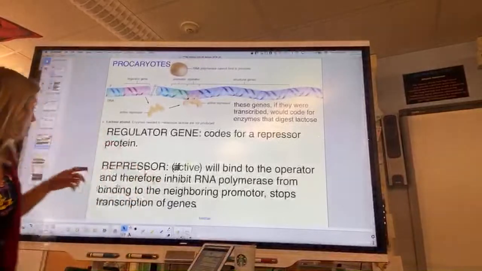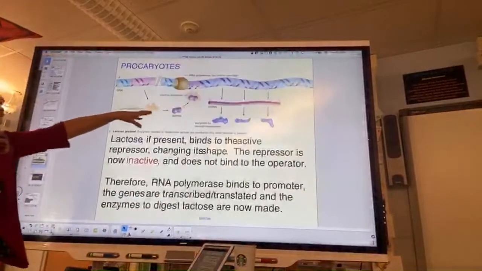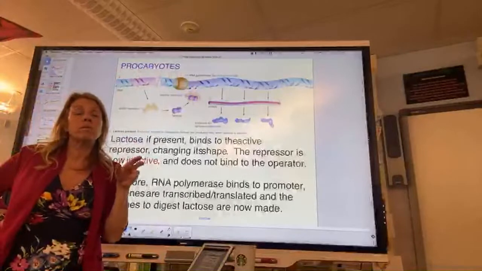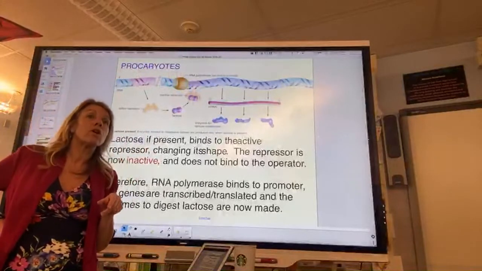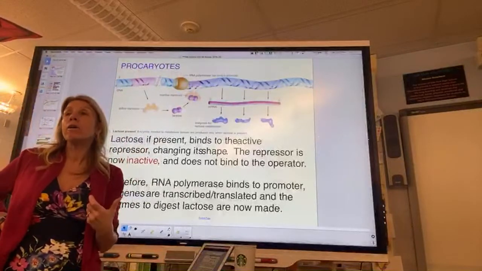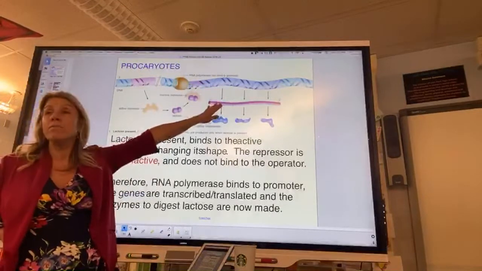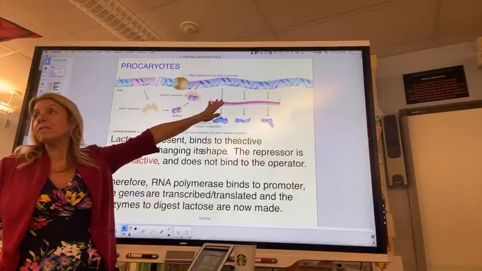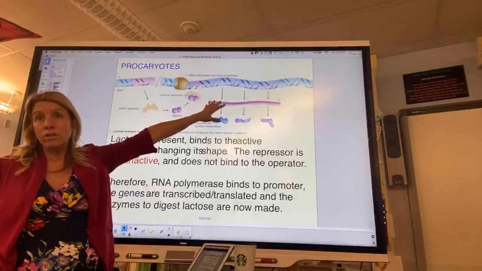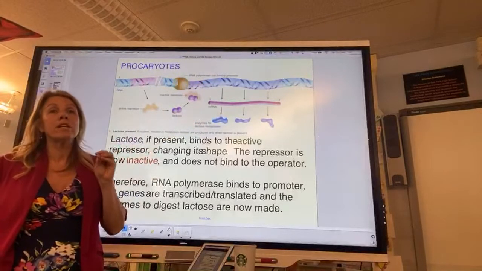Lactose itself was the inducer that would bind to the repressor and pull the repressor off the operator. Now RNA polymerase can get on the promoter, and that's great because when you transcribe these structural genes, they make enzymes to digest lactose. So it's a nice way to control.